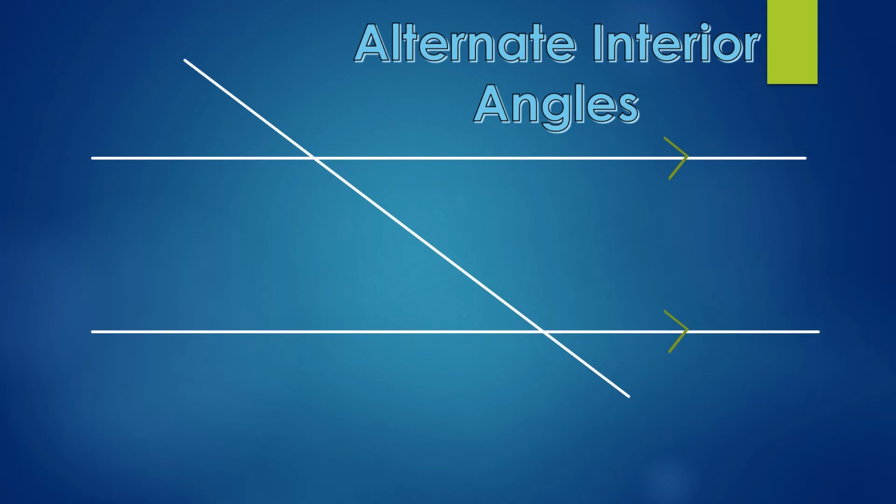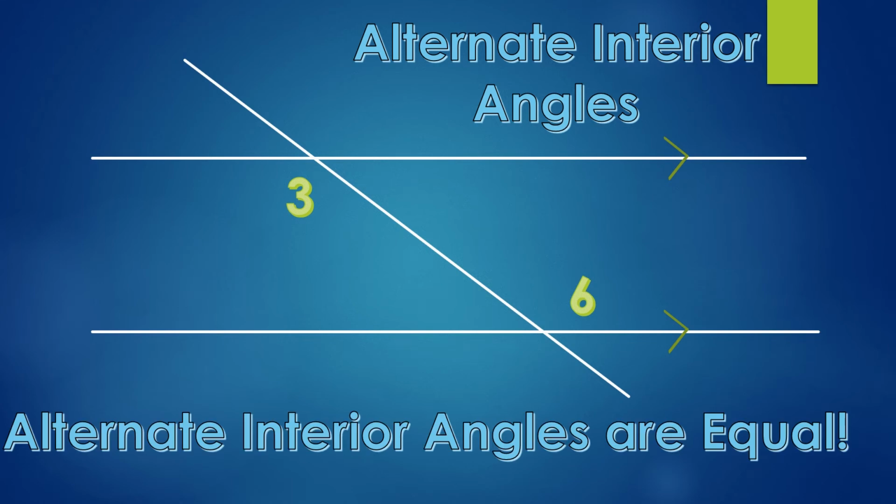Now we're going to look at alternate interior angles. So just like alternate exterior angles, they're going to be on alternate sides of the transversal, but in this case, they're going to be on the interior, on the inside of those parallel lines. So let's take a look at angle 3 and angle 6. So these two angles look the same. If you just took angle 3 and rotated around to angle 6, they would be equal. They'd be the same. So if I told you that angle 3 was 135 degrees, that means that angle 6 should also be 135 degrees, because alternate interior angles are equal.